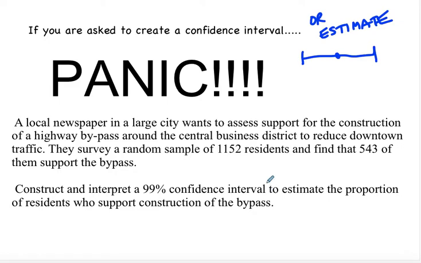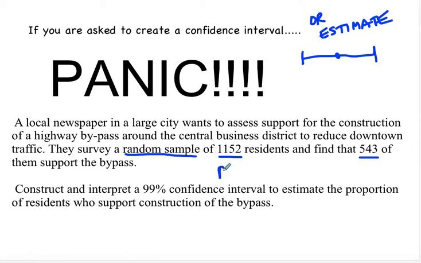Okay, so here's the scenario. A local newspaper in a large city wants to assess support for the construction of a highway bypass around the central business district to reduce downtown traffic. They survey a random sample of 1,152 residents and find that 543 of them support the bypass.